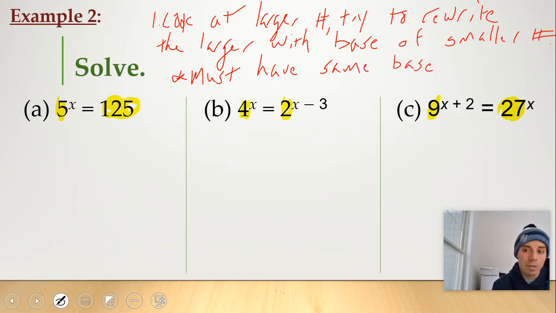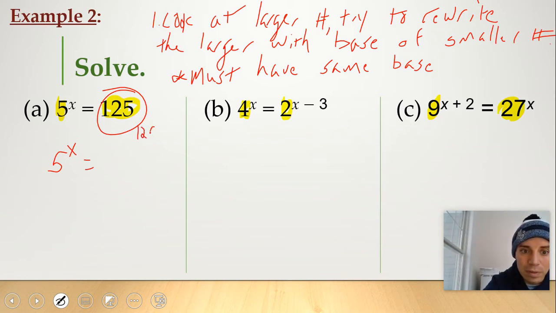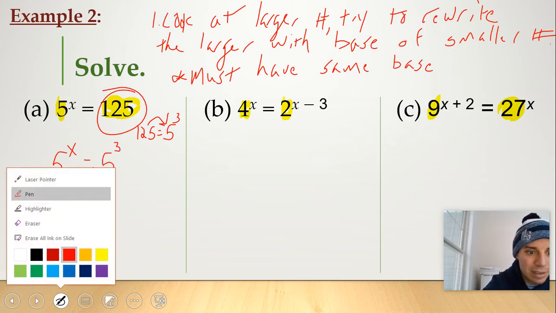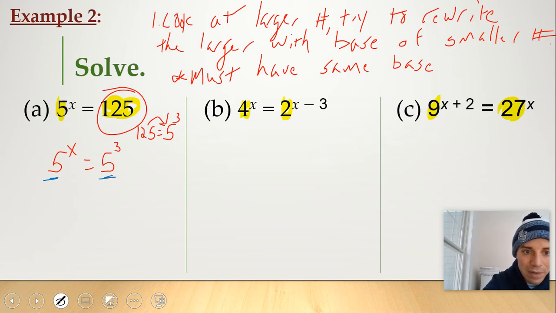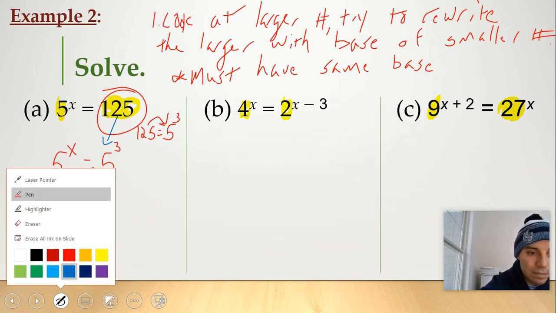So we're looking at 5 and we're looking at 125. You want to think to yourself, okay, how can I rewrite the larger number, which is 125, to have the same base as 5? So I have 5 to the x, and then I say to myself, wait a second, I know that 125 is equal to 5 to the third. So if I rewrite 125 as 5 to the third, now I have the same base. I have a base of 5 here and a base of 5 here.